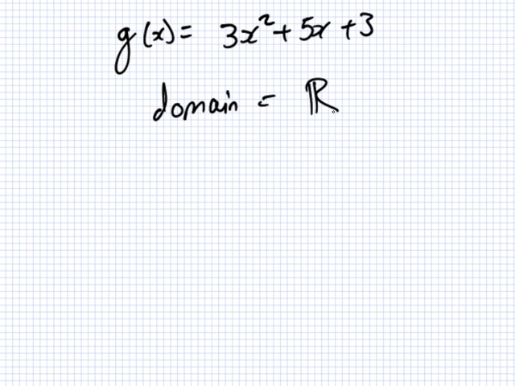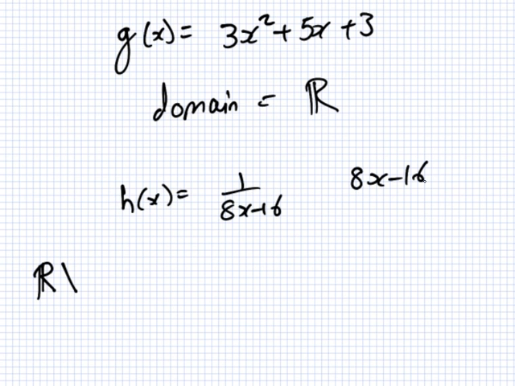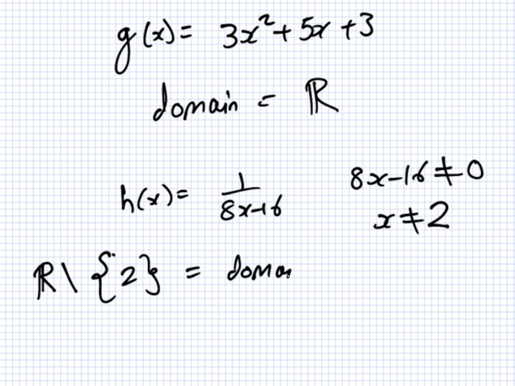That was the first one, it's easy. So what's the next one? D: h(x) equals 1 over 8x minus 16. Think about this: you can use all numbers except the number that makes the bottom 0. We don't want 8x minus 16 to be 0, so we don't want x to be 2. So the domain is all the real numbers except 2.